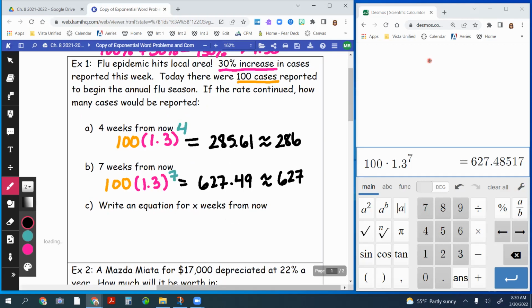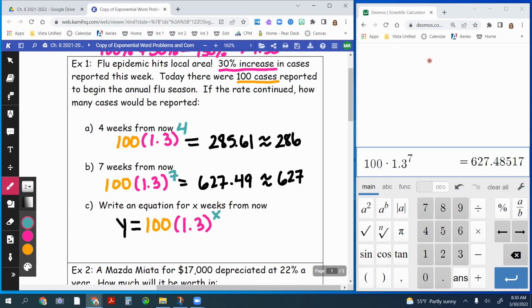So on this last one here, they want us to write an equation. So for our equation, we're going to have y equal our initial value, which is 100, times our multiplier, which is 1.3, raised to the power x, where x is the number of weeks, and that would be our equation.